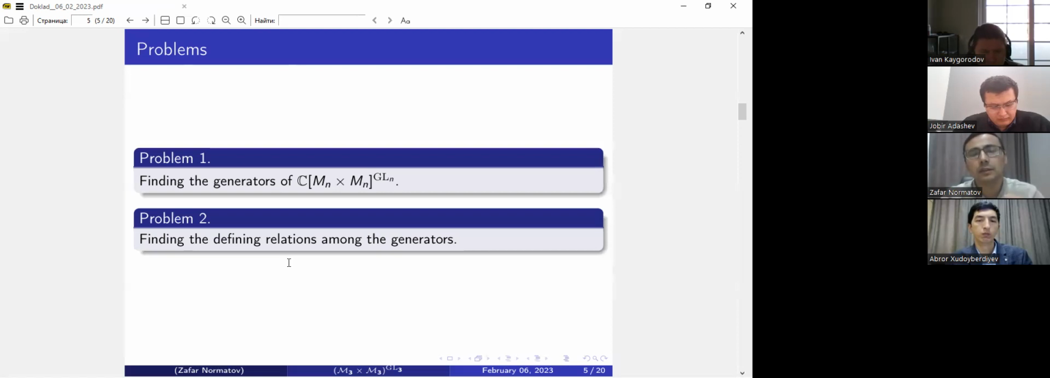So we cannot remove any generator from the minimal generating set. That's that. And you should find the defining relations for the minimal generating set. We should find the explicit defining relations for the minimal generating set.